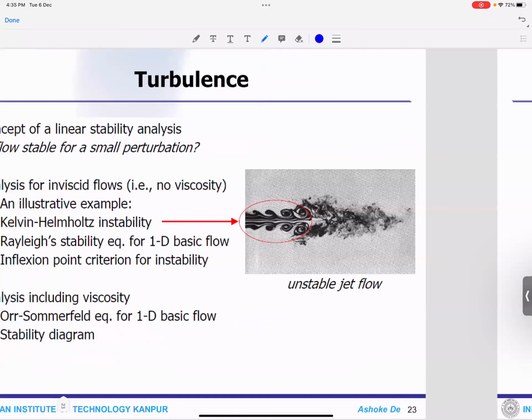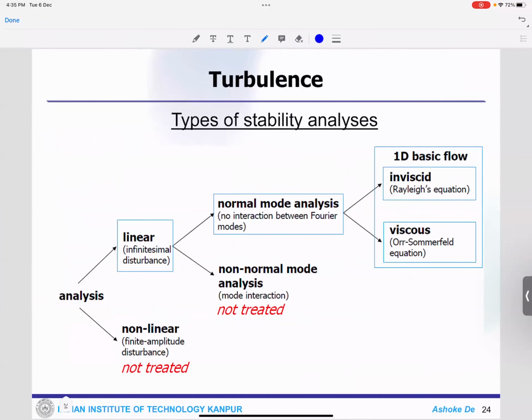So there are simple stability analyses. These are the types of stability analysis one can do. You can have linear stability analysis, normal mode analysis, then there could be inviscid and discrete. I'll just quickly go through that. When you carry out this kind of stability analysis, what are the equations you get?